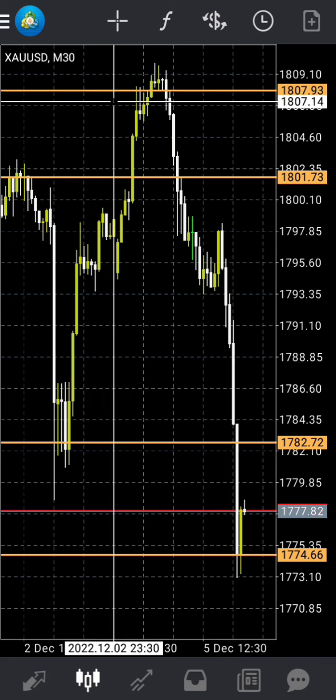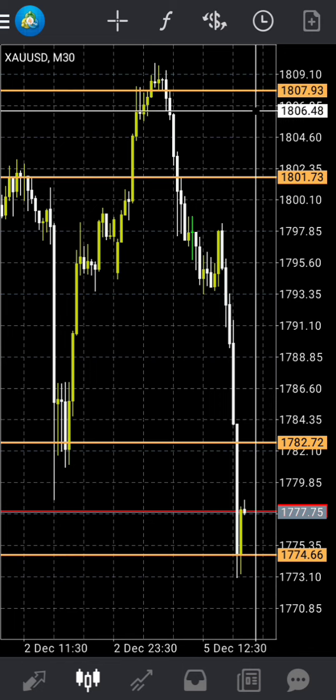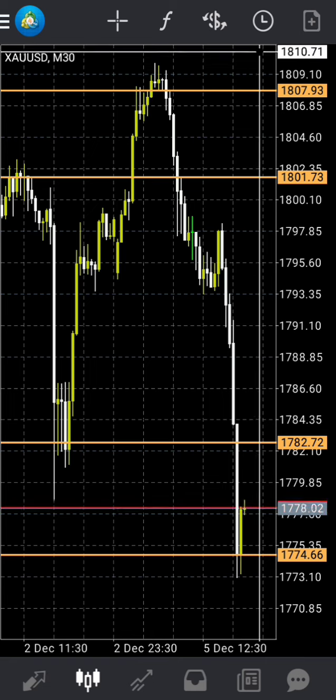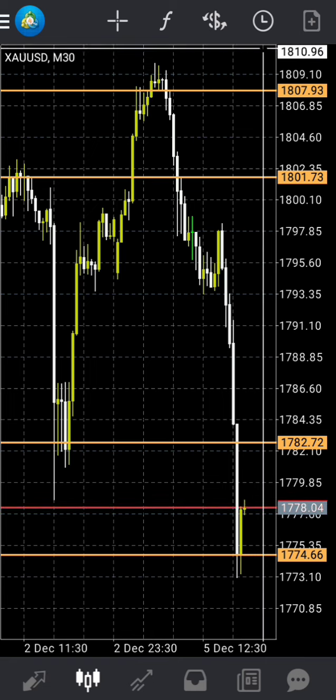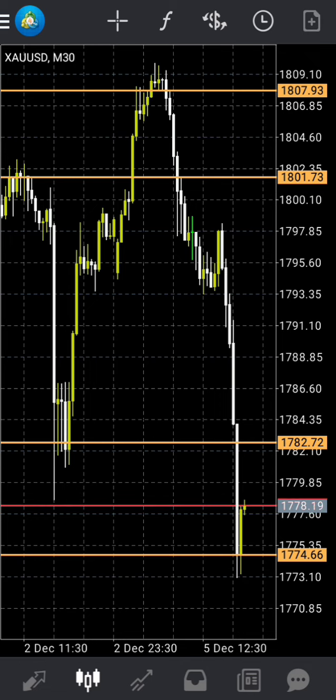For example, this is 1807.93, so you can set your SL at 1810.93. Your SL is going to be here, so you won't hit SL, and then the price pounds 100 pips. So this is the way we do it.